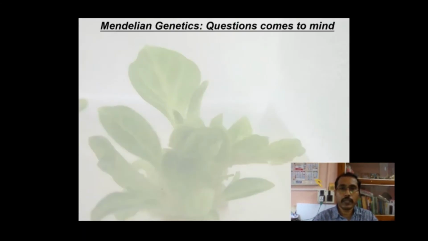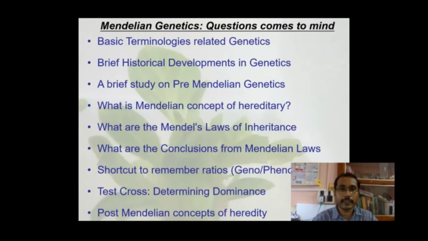So the index of this particular Mendelian genetics I have summarized in a few points. First one is basic terminologies I will discuss. Second one, brief historical development in genetics, that is also briefly discussed. And after that, a brief study on pre-Mendelian genetics. I will discuss what are the different concepts that were given in that time and how they conceptualized life and genes and the factors which are further used for character expression and inheritance from parents to their children.